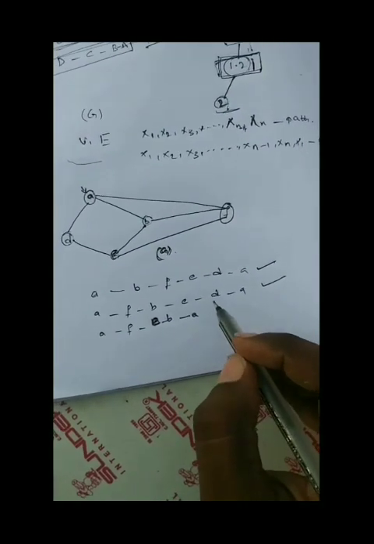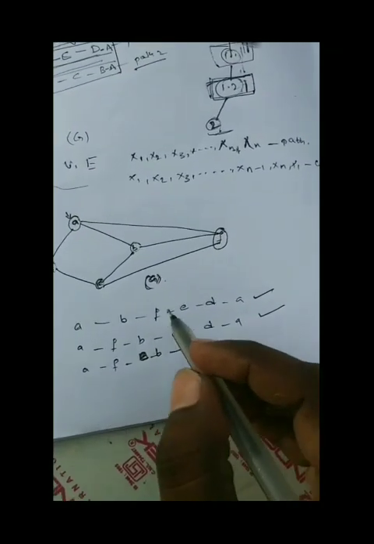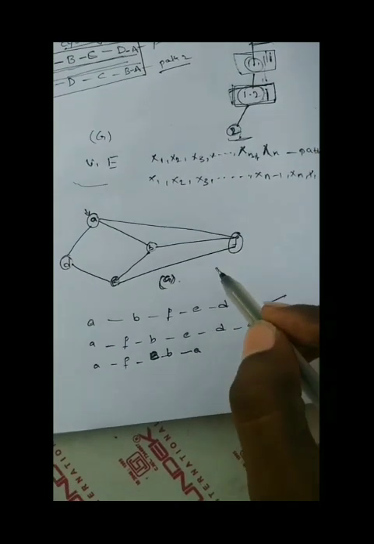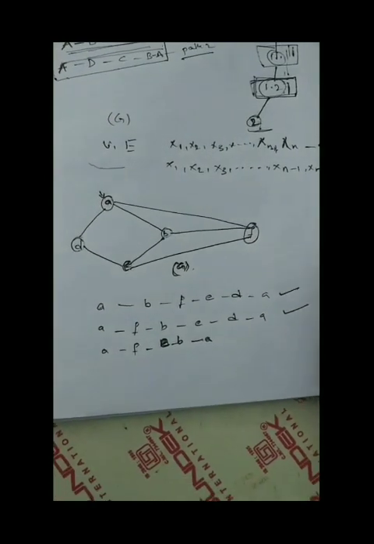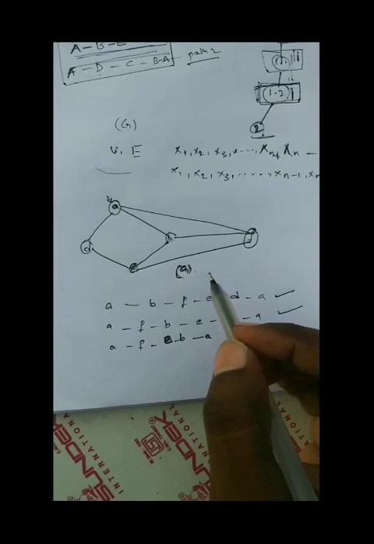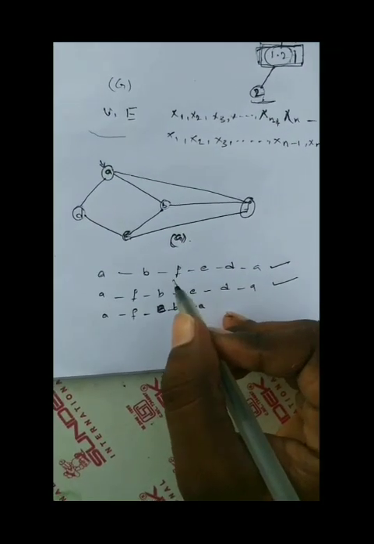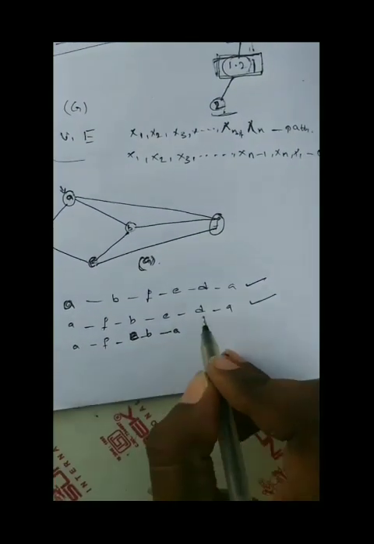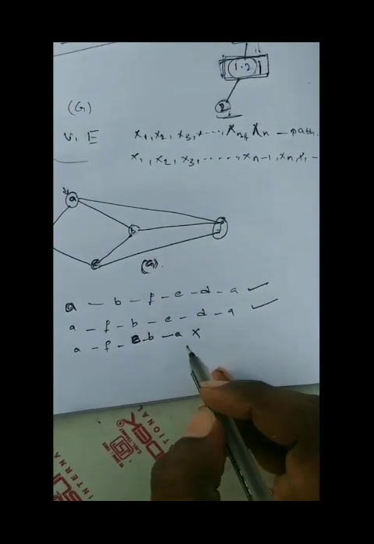To form a Hamiltonian cycle, all the remaining vertices, except the starting or initial vertex, should be visited at least one time. The initial vertex or starting vertex can be visited more than one time. So this is not a valid path or cycle.